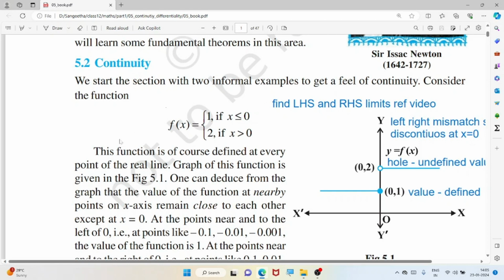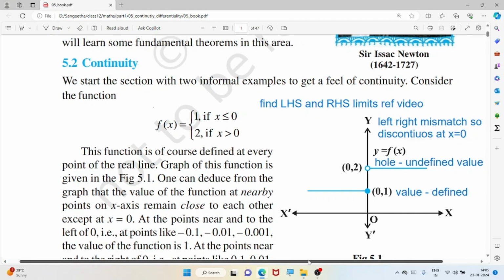There is a reference video attached in the description, you can go through it. It's a 5-minute video only. Now at this x equal to 0, if you draw it like this, you have to take out the bend because there is a discontinuity here. You cannot draw this smoothly. The left and right sides mismatch at x equal to 0.